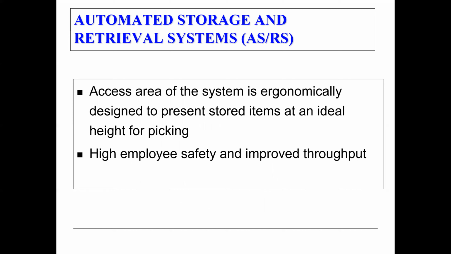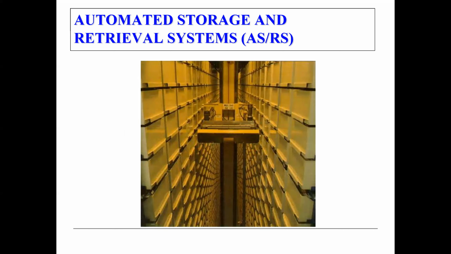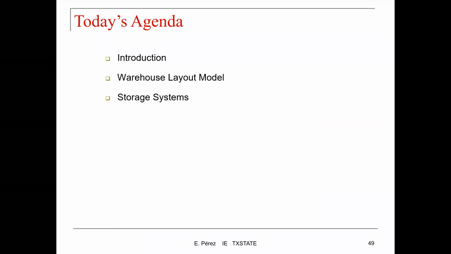The access area of the system is ergonomically designed to present stored items at an ideal height for picking, and it provides high employee safety and improved throughput. So these are an example of the retrieval systems. So that's the last item for this lecture. And that's the conclusion. In this lecture, we covered the warehouse layout model and also discussed some storage systems.